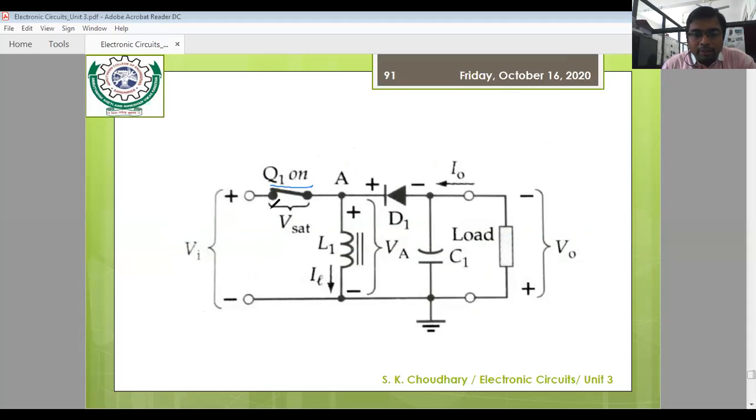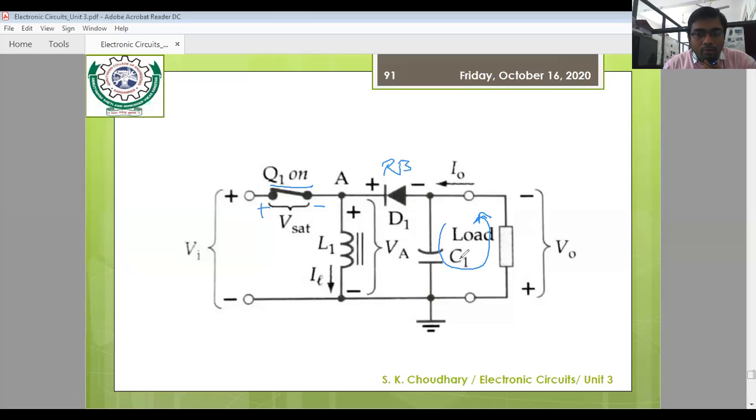What happens when the switch is on? The voltage across it is VSAT, as we know, and the polarity of this inductor is as it is, plus above and negative at the ground end. At that moment your diode is reverse biased, because the cathode is positively charged and the anode is negatively charged. So it is a reverse bias condition. No current flows across this diode. So the current flows across this particular load through this capacitor, as in the previous case. But the direction of current is a little bit different.